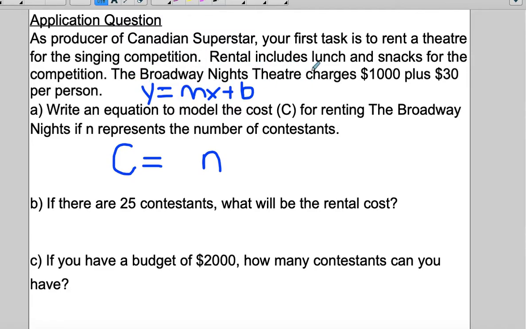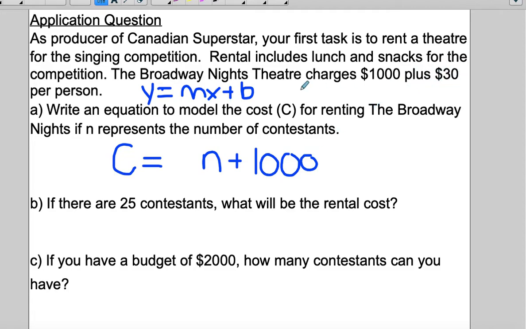So Broadway Nights charges $1,000 plus $30 per person. So if the initial charge is $1,000, that's like saying the initial value is $1,000. So that means that initially we are going to be charged $1,000. This is our b value. This is where if we were to graph it, our line would cross the y-intercept.